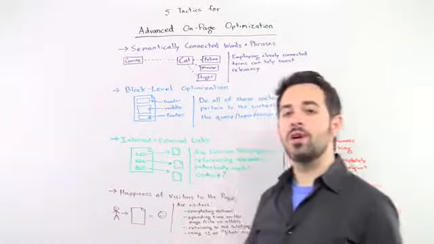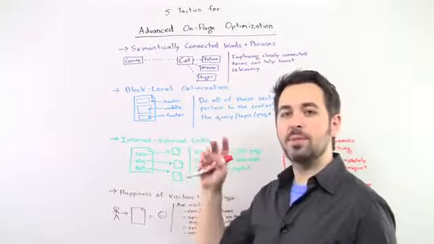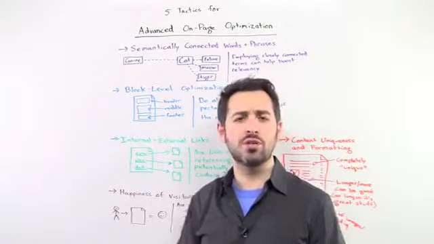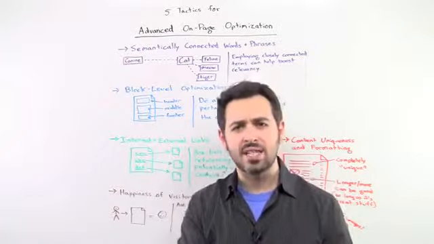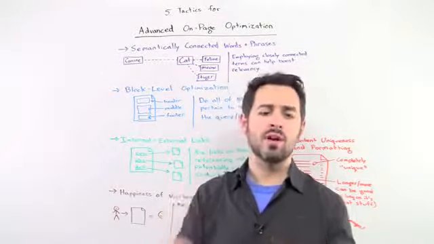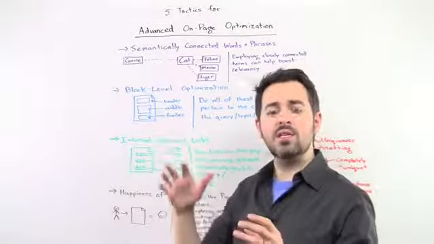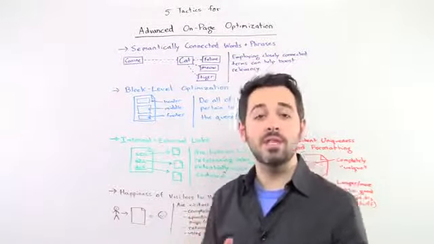This week we're talking about advanced on-page optimization. Specifically, I have 5 tactics for you that go beyond the traditional, I'm going to put my keyword in the title tag, I'm going to put my keyword in the URL, those kinds of things. First one, starting out, is this idea of semantic connectivity. We've talked about this in the past.